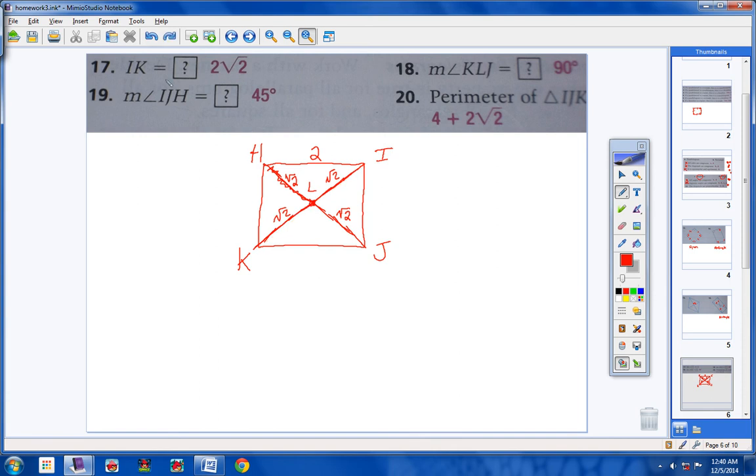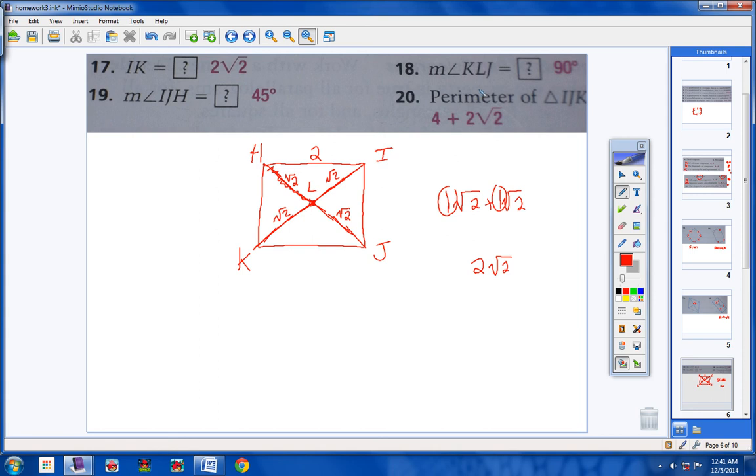The whole length of IK. Well, guys, we have square root of 2 here, square root of 2 here. So we have square root of 2 plus square root of 2. That would be 2 square root of 2, because there's a 1 right here in front of the square root, even though you can't see it, and there's a 1 right here. When you add square roots, you leave the square root alone, and you add the outside numbers. So square root of 2 plus square root of 2 is 2 square root of 2.